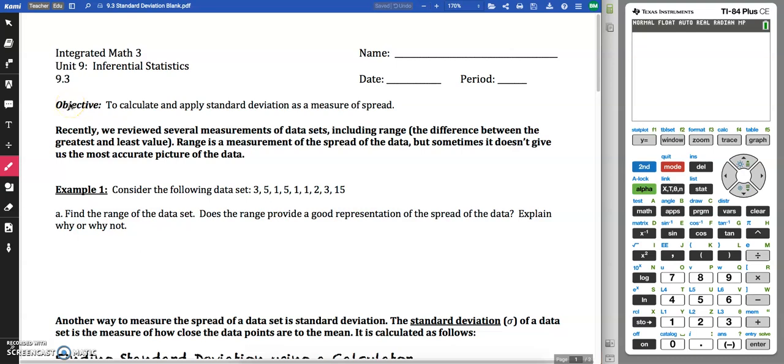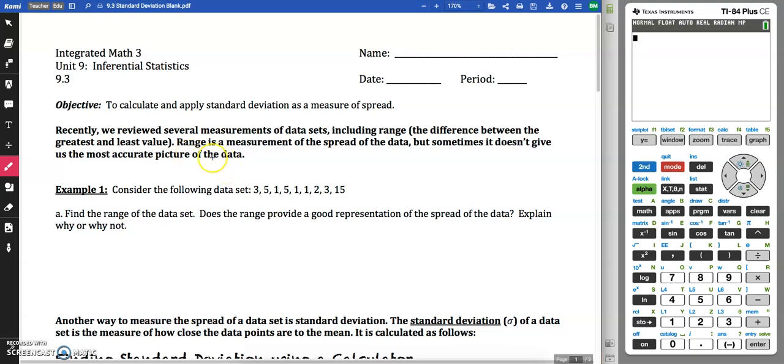All right, hi guys. Today we are looking at 9.3. We're going into our next topic for our statistics unit. So today our focus is standard deviation. It's another way that we measure the spread of a data set. So you will definitely want your graphing calculator today, or you can get the extension on your Chromebook if you don't have your graphing calculator with you.